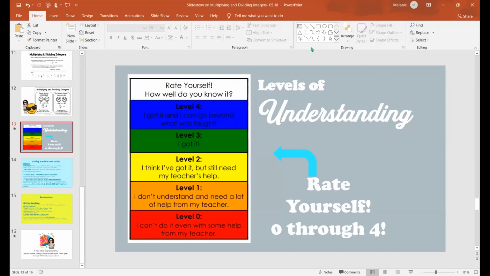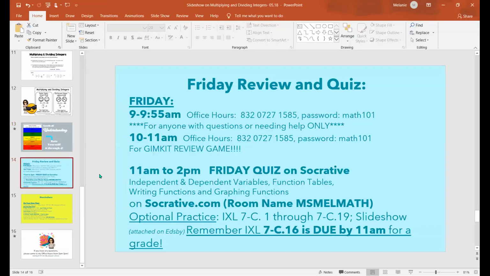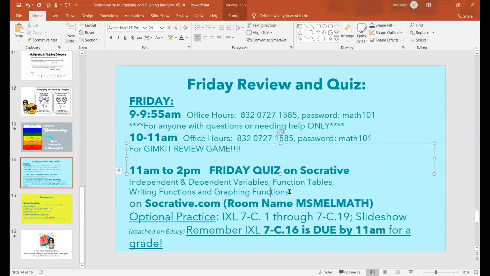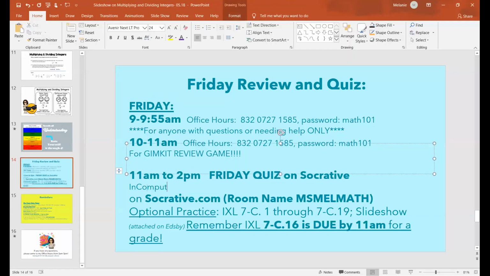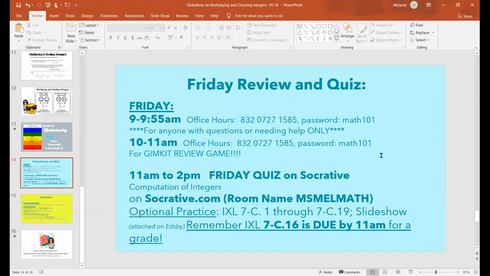Please don't leave yet though, because I want to go over the very next slide, which is I'm assigning you a quiz. Okay, so I am assigning you a quiz. This is going to be computation. The quiz is not on functions. That was last week. Computation of integers. Okay, that computation means all addition, subtraction, multiplication, division of integers. That's what your quiz is on this week.